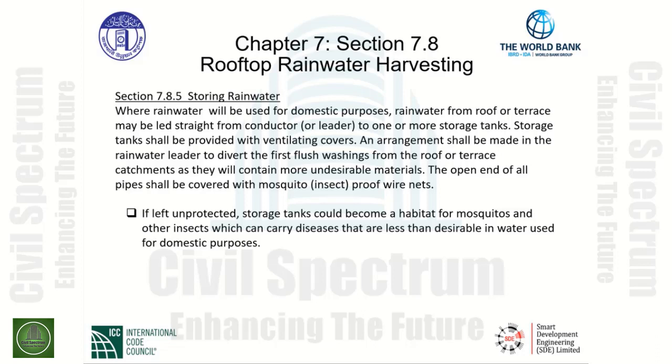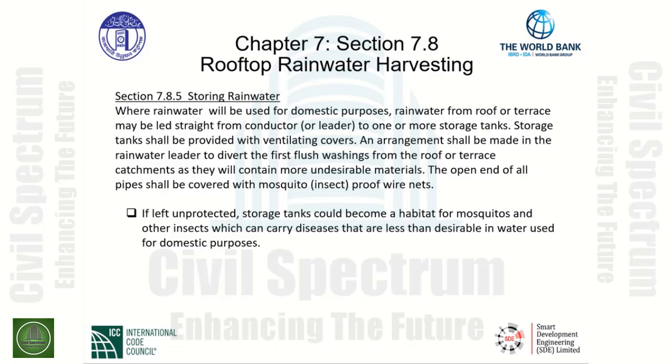An arrangement shall be made in the rainwater leader to divert the first flush washings from the roof or terrace catchments, as they will contain more undesirable materials. The open end of all pipes shall be covered with mosquito or insect-proof wire nets. If left unprotected, storage tanks could become a habitat for mosquitoes and other insects, which can carry disease that are less than desirable in water used for domestic purposes.